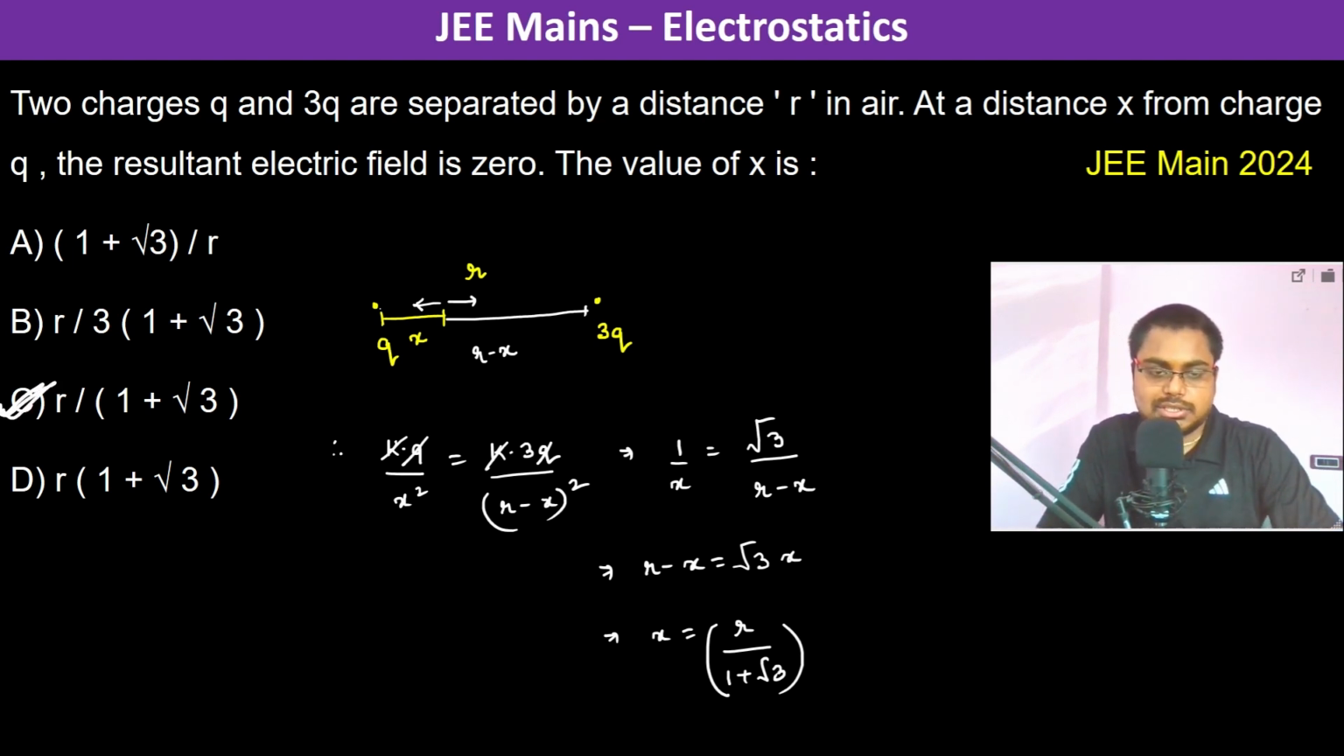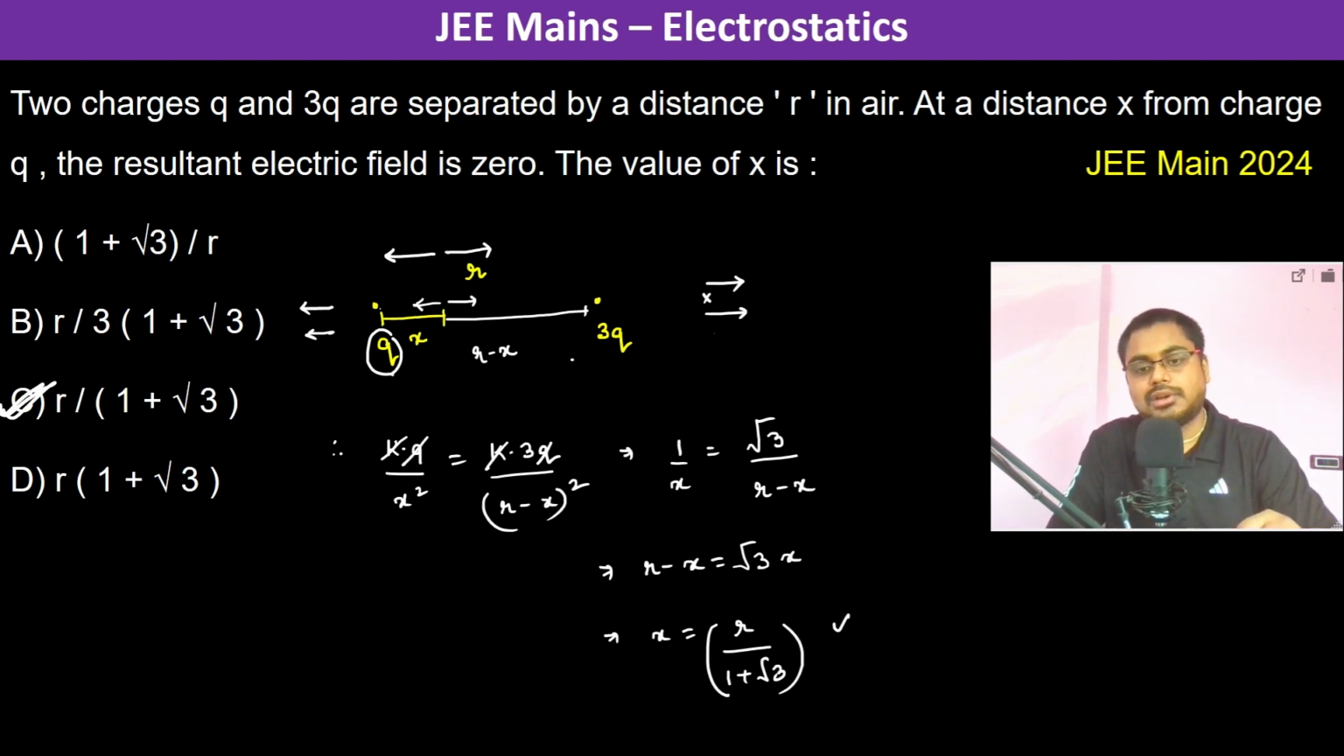And we can see here that due to q it's going to be in this direction, due to plus 3q it's going to be in this direction. So it has to be in between q and 3q only, because if it is here, both the electric fields are pointing in this direction, they can never amount to 0. Same thing here also. So therefore this x has to be in between q and plus 3q, and therefore it's r divided by 1 plus root 3.